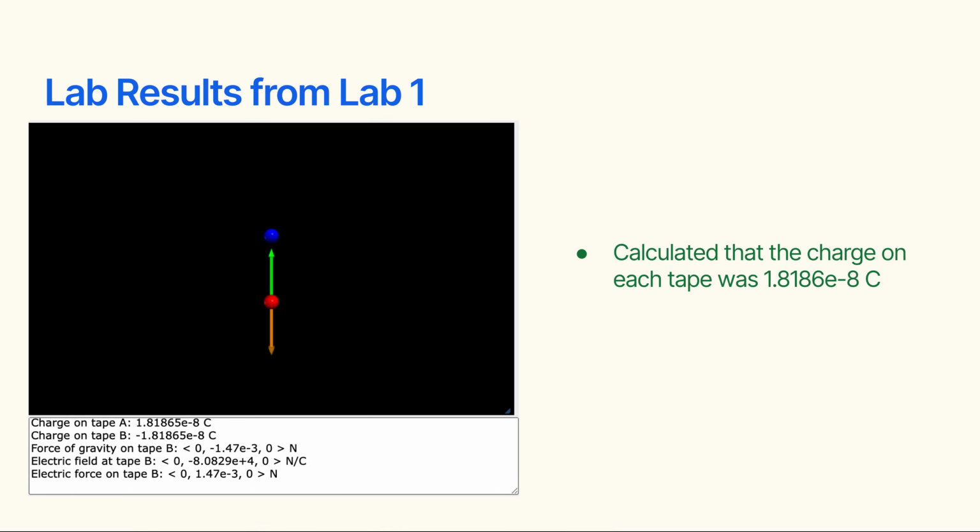So since we are comparing two models, I'll just quickly reference my Lab 1 results. As you can see here, we calculated that the charge on each tape was 1.8186 e to the negative 8. And there's one sphere representing each tape. But in this lab, instead, we're going to have two rows of multiple balls that are going to more effectively represent the charge on each tape.